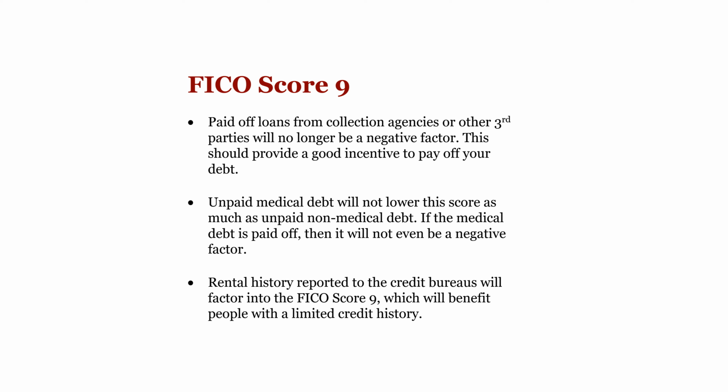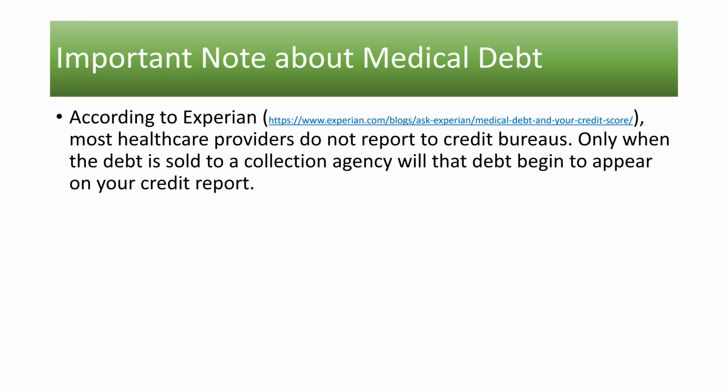FICO Score 9 has these changes. Paid off loans from collection agencies or other third parties will no longer be a negative factor. This should provide a good incentive to pay off your debt. Unpaid medical debt will not lower the score as much as unpaid non-medical debt. If the medical debt is paid off, then it will not even be a negative factor. Rental history reported to the credit bureaus will factor into the FICO Score 9, which will benefit people with a limited credit history.